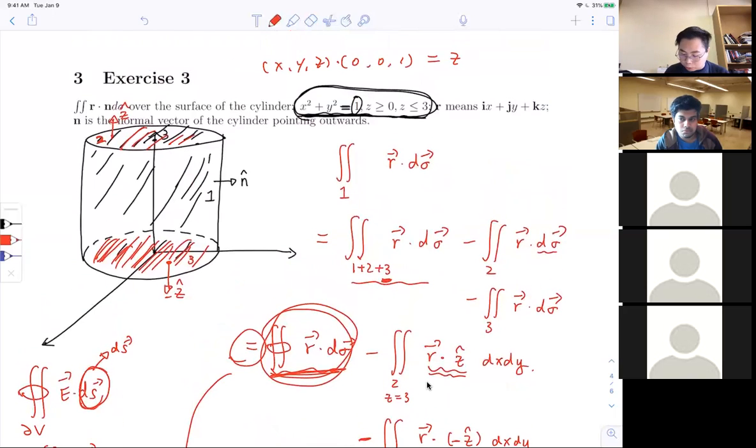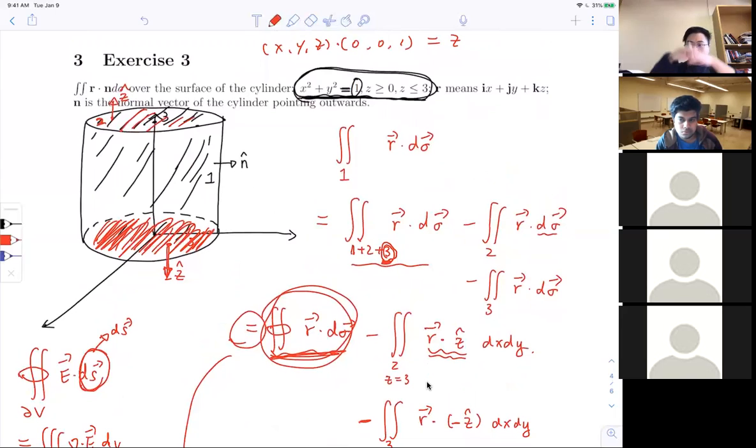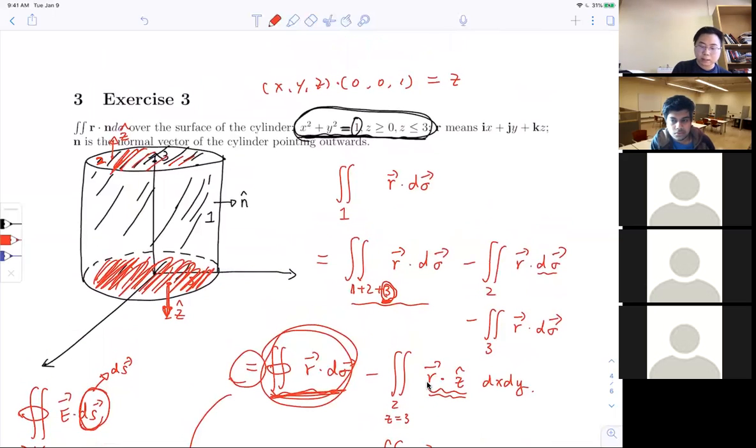That is why I choose the normal direction of the top one as pointing upwards and the bottom one as pointing downwards, because I want this 1 plus 2 plus 3 to form a closed surface, and I want at each point the normal direction pointing outwards for this closed surface. That is the reason why I choose the normal direction as minus z hat for the bottom one, and for the top one, I choose z hat.